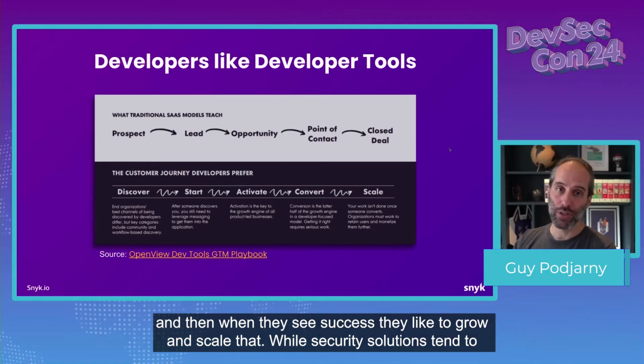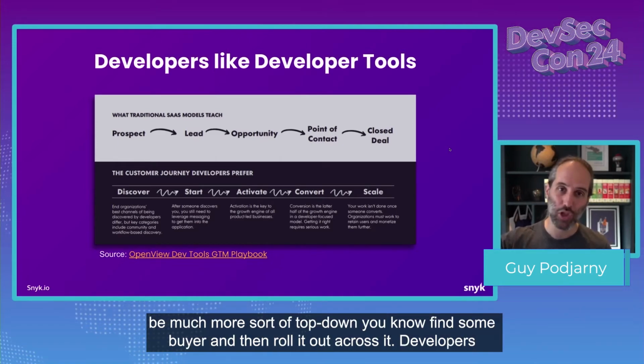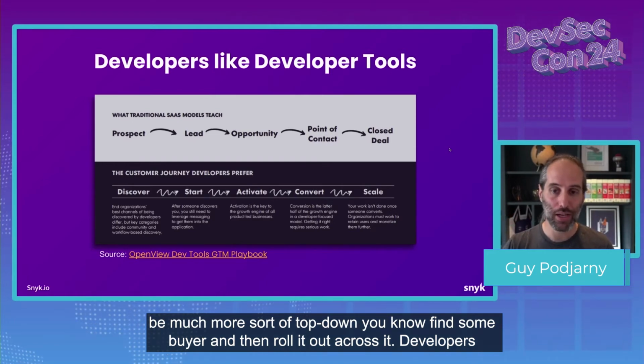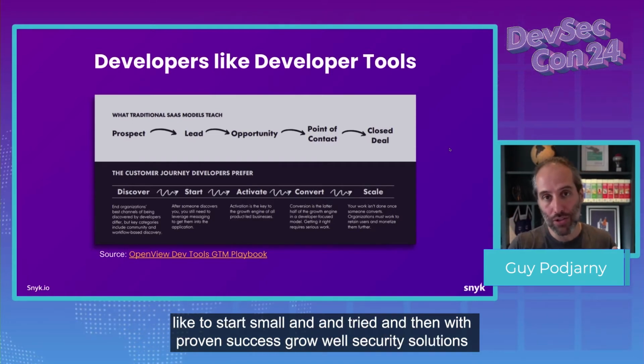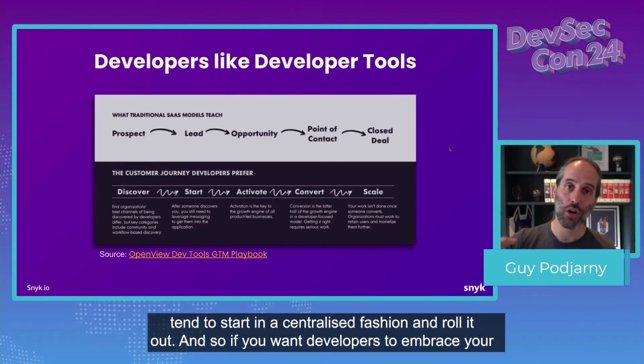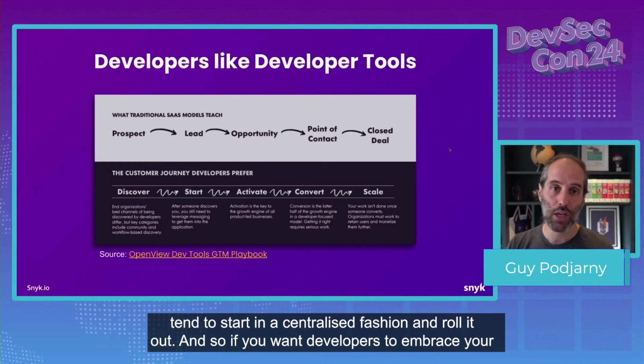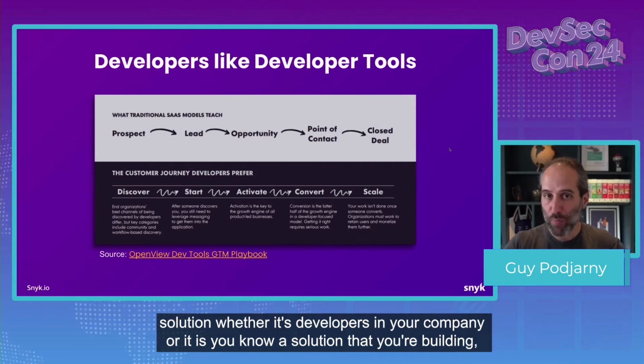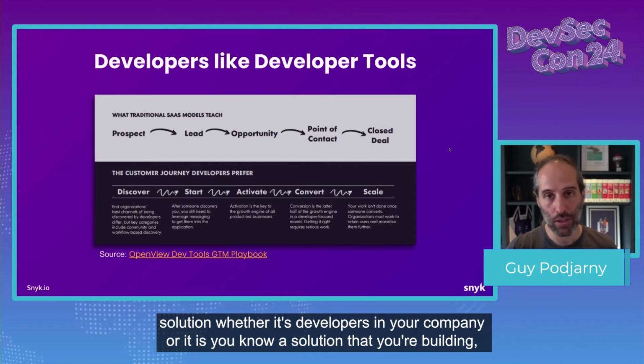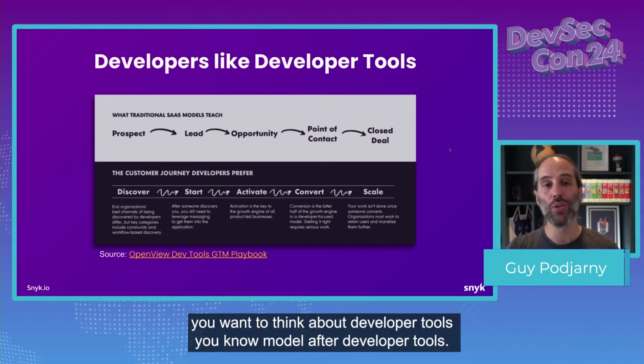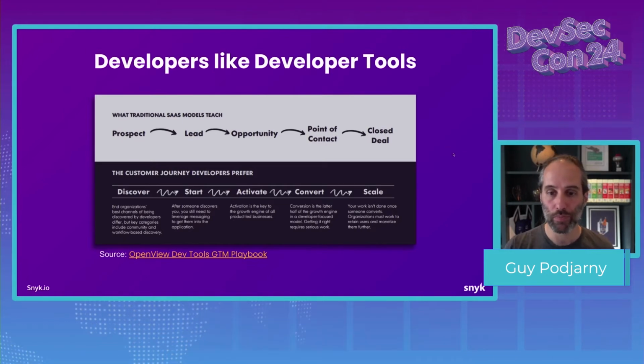While security solutions tend to be much more top-down, find some buyer and then roll it out across the organization, developers like to start small and try it, and then with proven success grow. Security solutions tend to start in a centralized fashion and roll it out. And so if you want developers to embrace your solution, whether it's developers in your company or a solution that you're building, you want to think about developer tools. You want to model after developer tools.